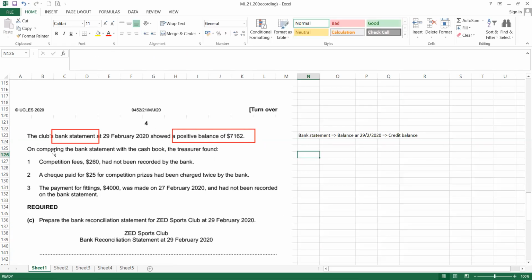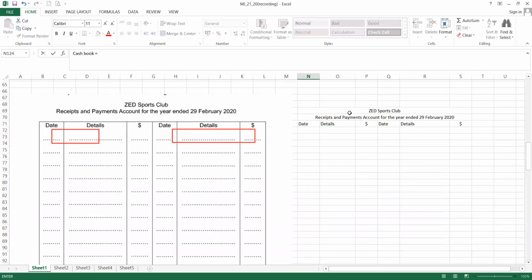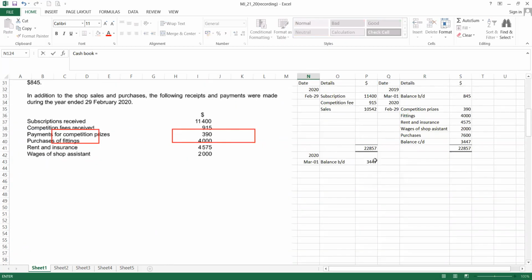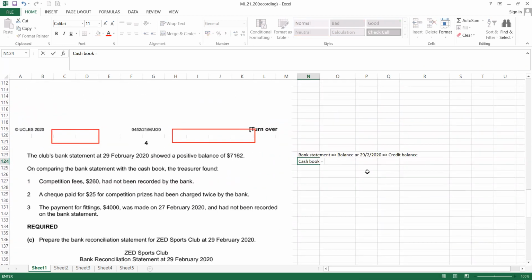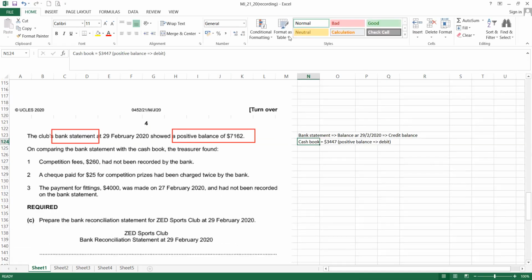Next, on comparing the bank statement with the cash book. So the cash book, how much is our cash book amount? We already calculated, which is from here, 3447, also a positive balance because it's on the debit side. 3447. So this is also a positive balance, but this positive balance is in the debit. It's an opposite difference. Okay. Now next is the question.